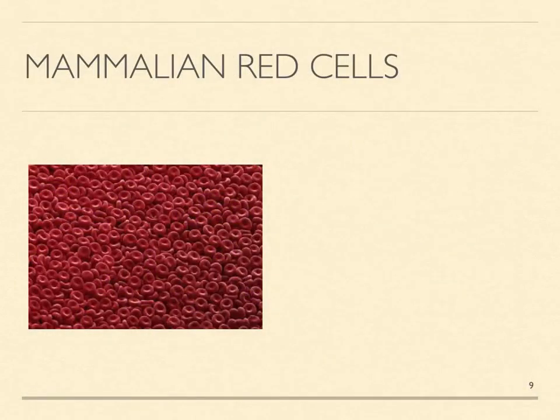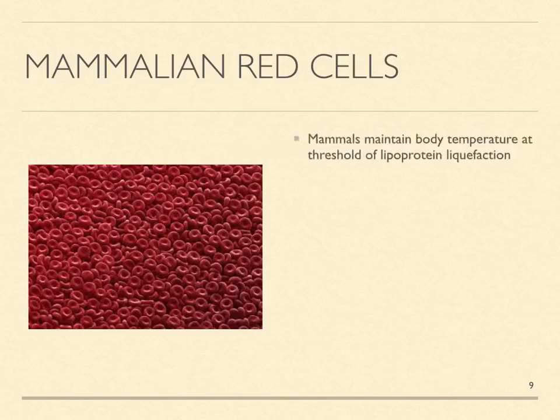Mammals maintain their body temperature at the threshold of lipoprotein liquefaction so that lipoproteins blend with liquid blood elements and do not affect blood viscosity. This eliminates the problem of accelerated atherosclerosis caused by lipoprotein solidification at cool temperatures and enables them to employ small biconcave red cells that inhibit systolic blood turbulence and optimize cardiac efficiency and exercise tolerance.